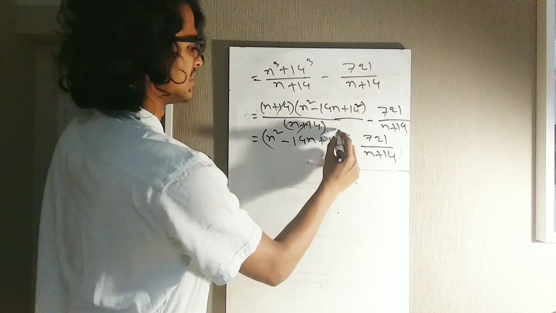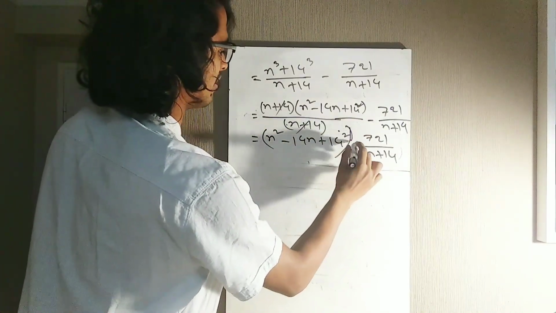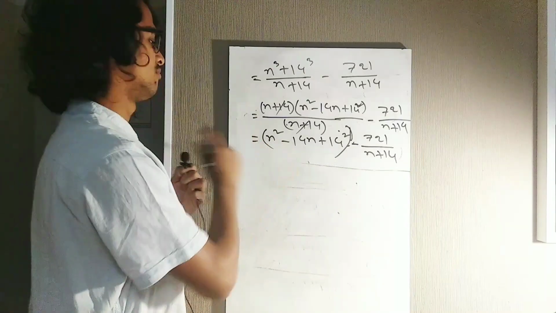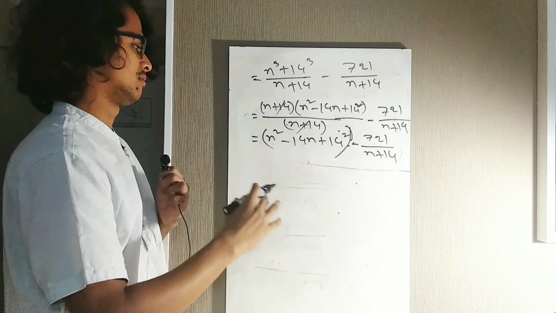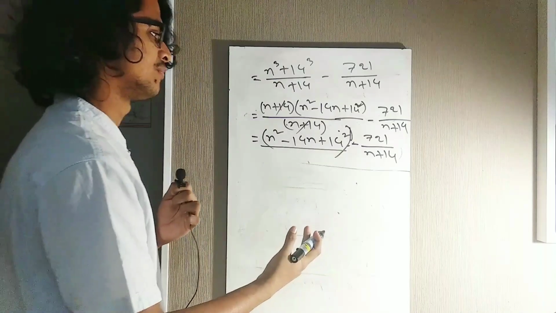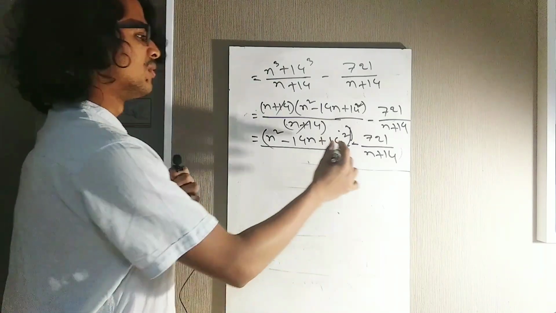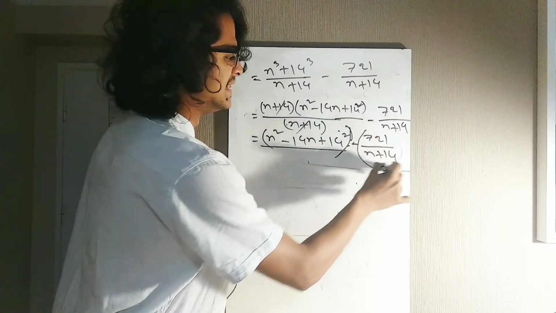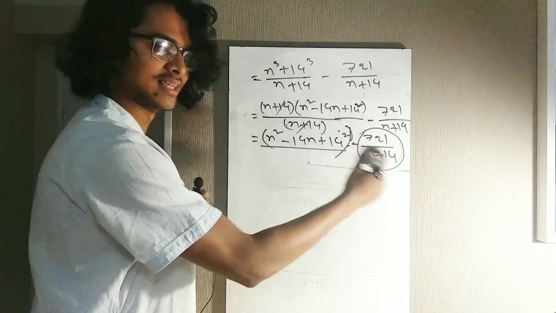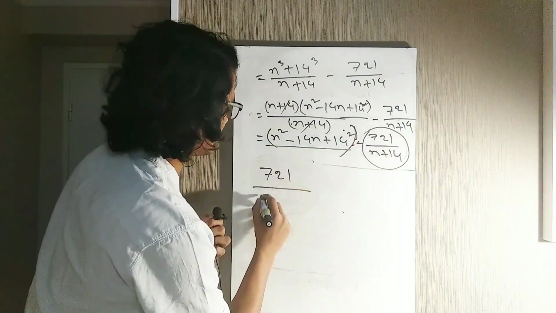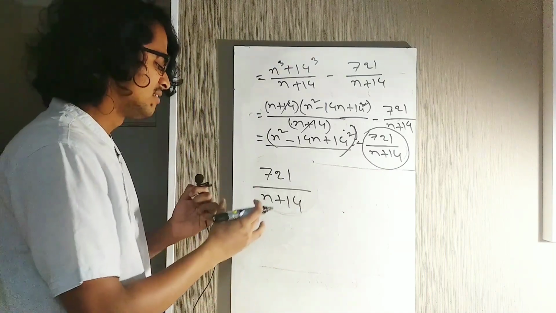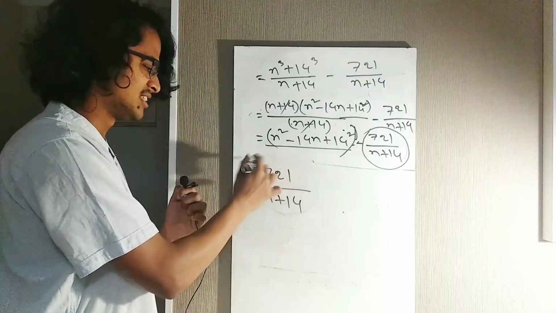Now this first part is an integer, because n is an integer. It doesn't matter what integer it is, for any integer this is also an integer. So everything depends on this one. We have to find for which values of n this fraction, 721 over n plus 14, is an integer.